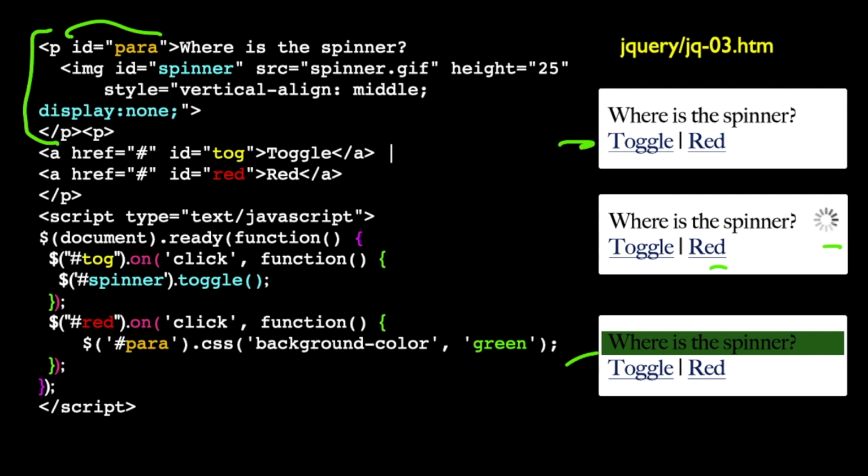And the spinner is sitting here with style equals display none, and we put an ID of spinner on so we can grab it. Then we're going to put these two anchor tags, this toggle and this red tag, and you'll notice we didn't put an onClick. When we did this before we used jQuery, we used an onClick to accomplish this same kind of idea.